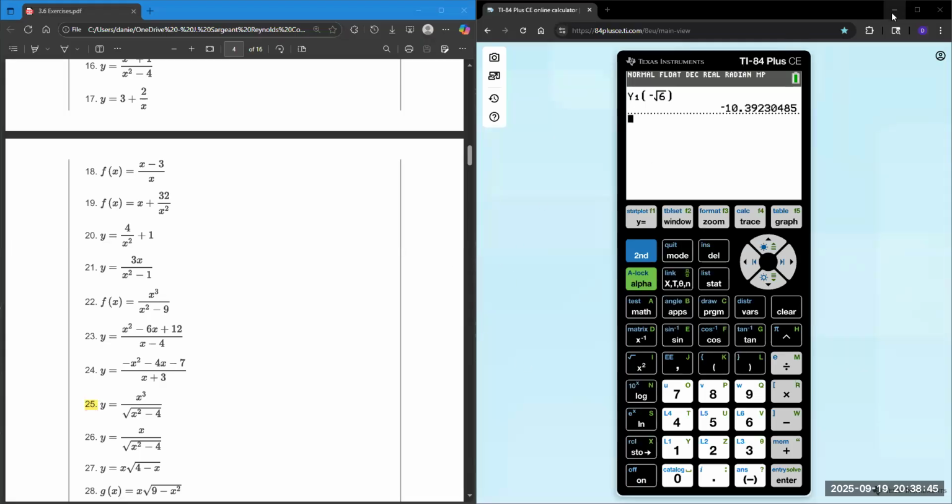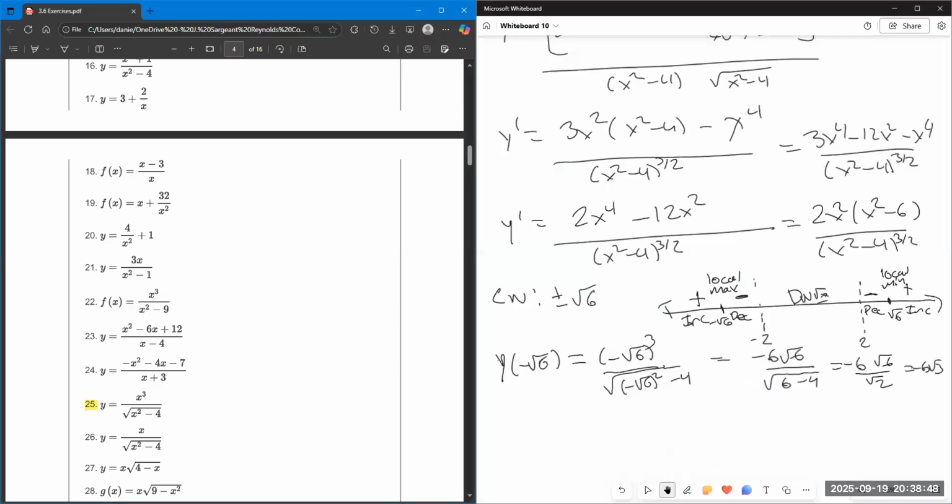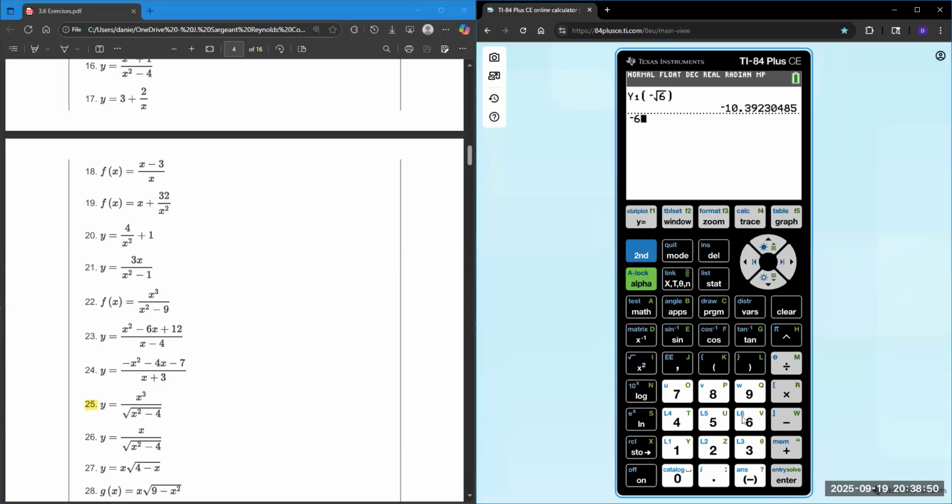And what did I say that was? I said that was negative 6 root 3. So let's see, negative 6 root 3. Okay, same thing. So just make note over here, relative max at negative root 6, negative 6 root 3. And then we're going to have a relative min.